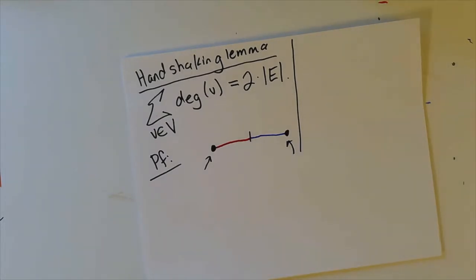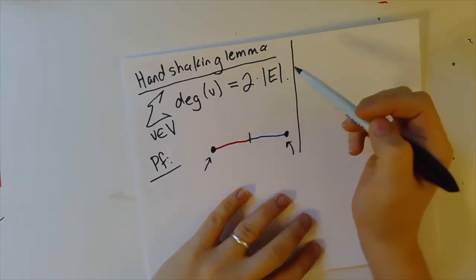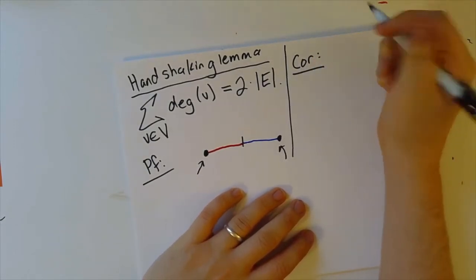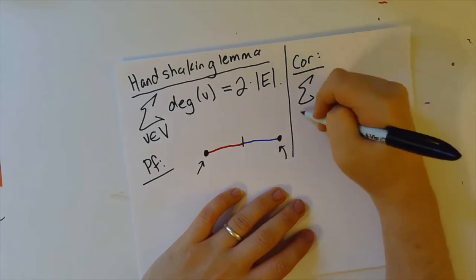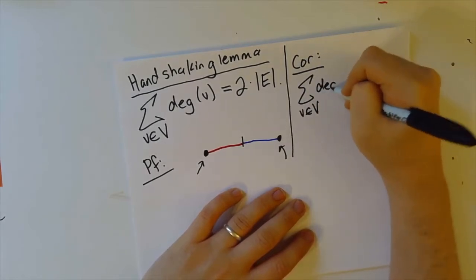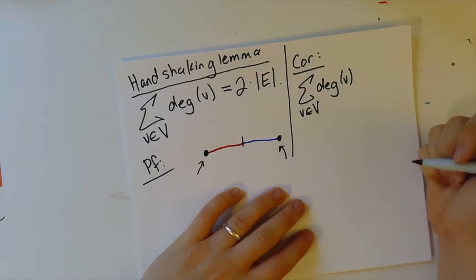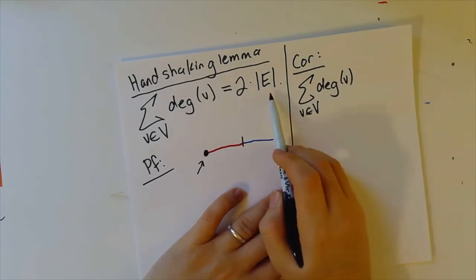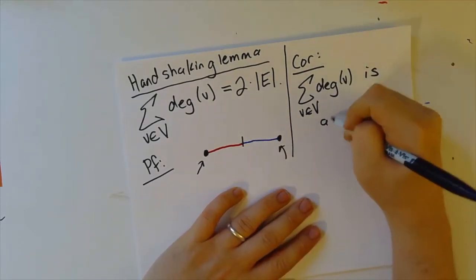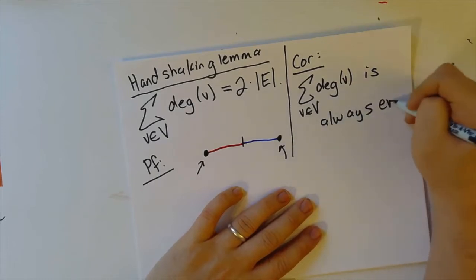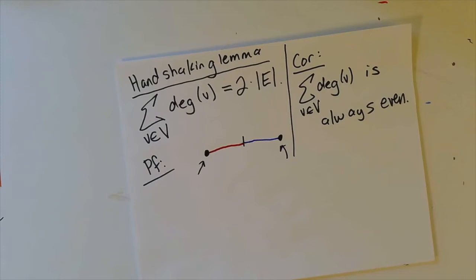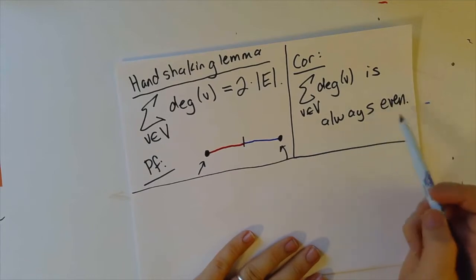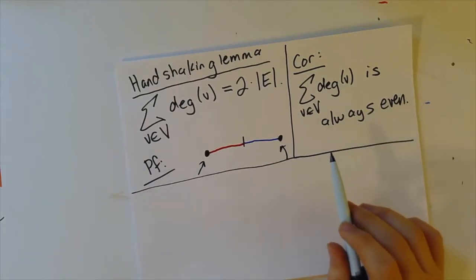Now, I think this lemma doesn't say anything super profound, but it does have a corollary that's pretty important, that's not always obvious, which is that if you take the sum across all the vertices of the degree of that vertex, this is an integer, but it in fact is always an even integer because we've written it as 2 times an integer. So this is a non-obvious fact that is a constraint on what we can make the various degrees of our vertices.